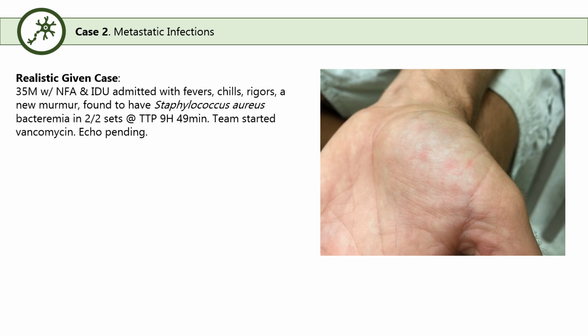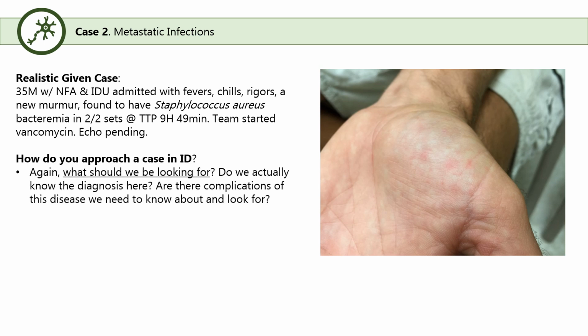Now let's get into our second case, a 35-year-old male with no fixed address and injection drug use, admitted with fevers, chills, rigors, and a new murmur, found to have Staph aureus bacteremia in 2 out of 2 culture sets at 9 hours and 49 minutes. The team started vanco and ordered an echocardiogram.